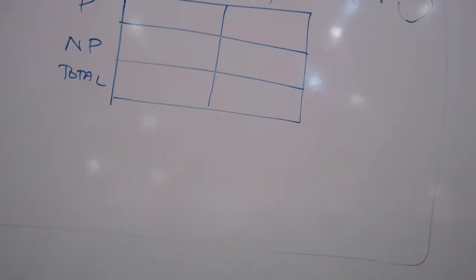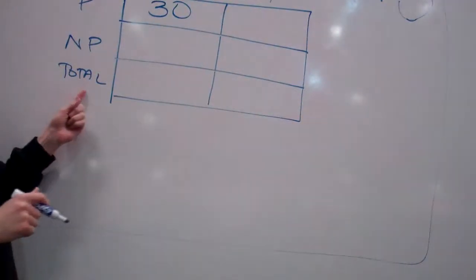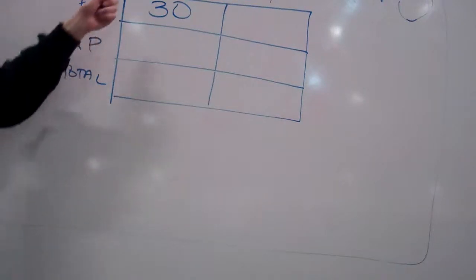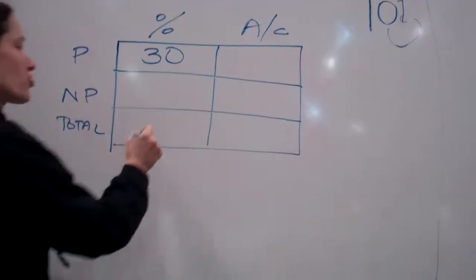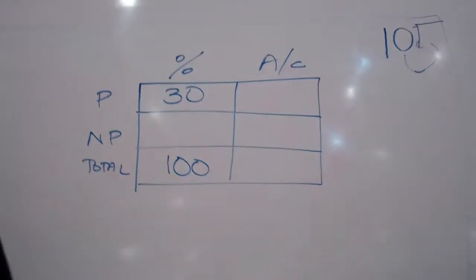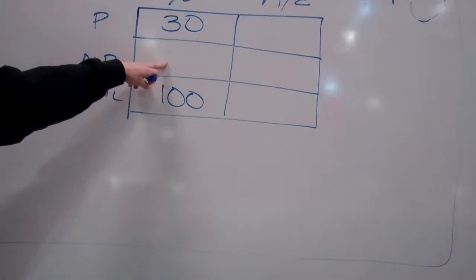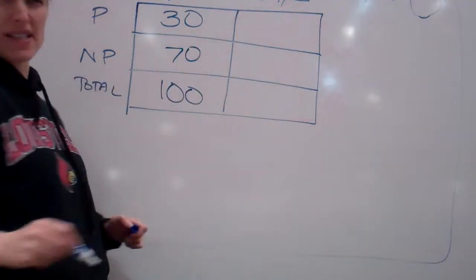Okay? So now listen to the question again. 30% of the paintings were portraits. Where would that go? It's 30% and it's portraits, so we're going to go here. What will my total be? Percent always equals 100. You always have 100%. So can we determine what this one is? Yes, what would it be? 70. Very good. Does everybody see how we did that?